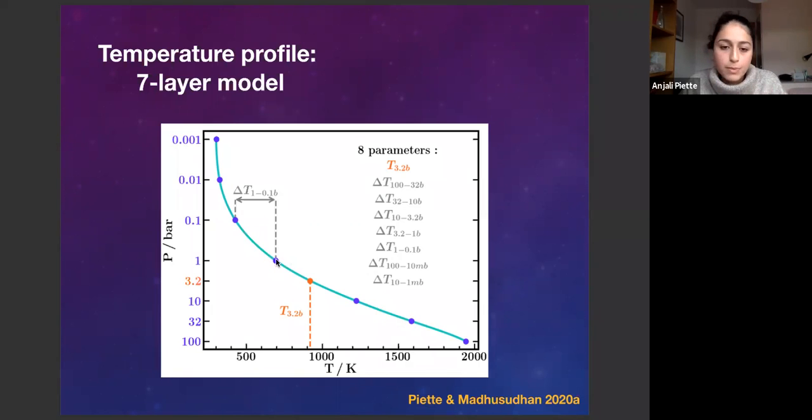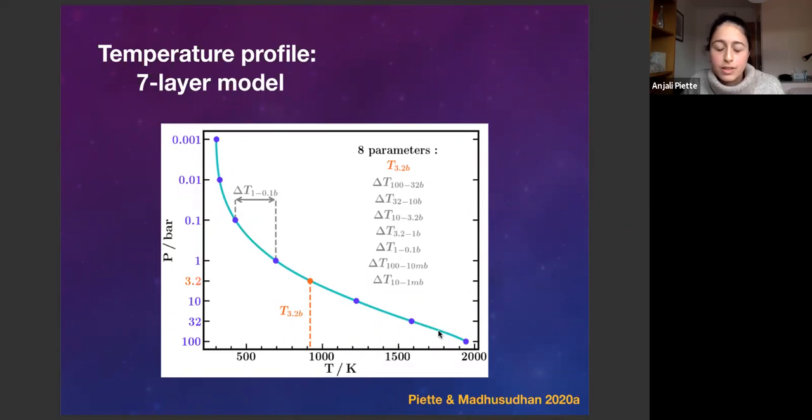We give the temperature profile full freedom. The problem with that is that with these observations, and with thermal emission spectra in general, the temperature profile is a great way to overfit the data. So what you end up with are these horrible oscillations, which are just numerical artifacts, and we want to avoid that.